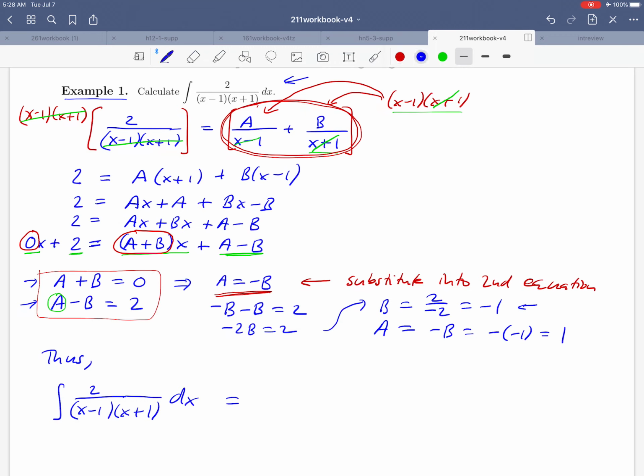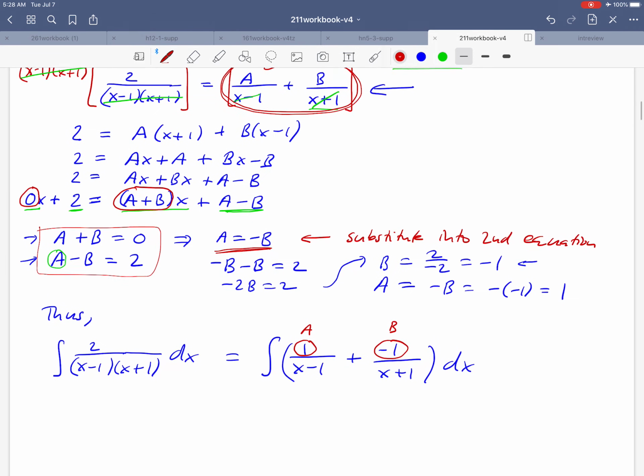So basically what happens then is that this integral splits into a over x minus 1. We know that a is 1 plus b over x plus 1. Okay, and I want to emphasize that that expression came from here, and the 1 and the negative 1 are just the a and the b that we figured out. We're just filling those in.